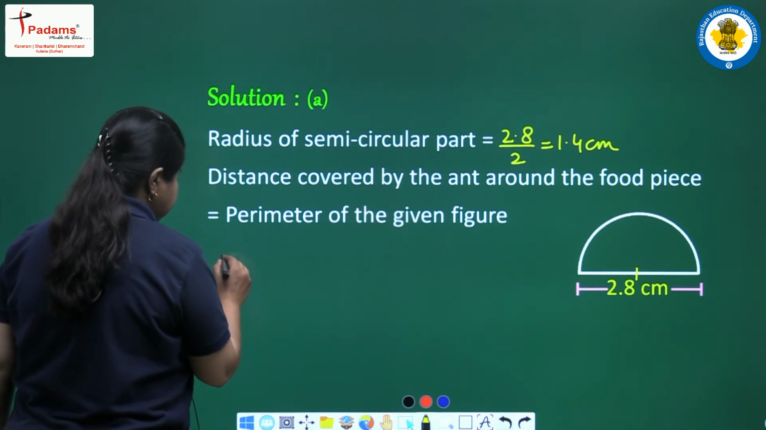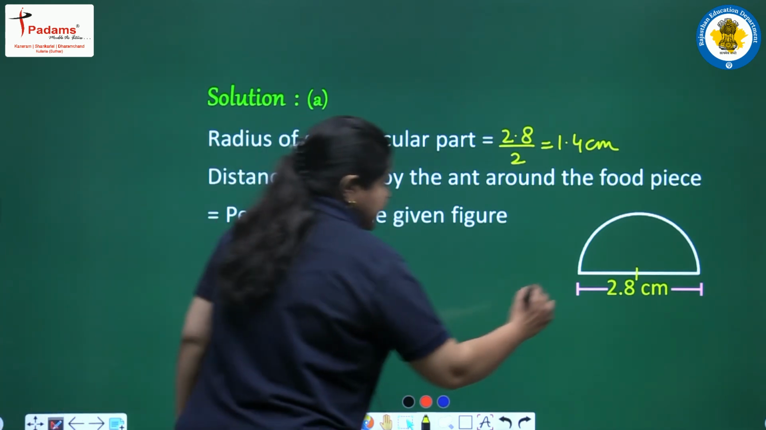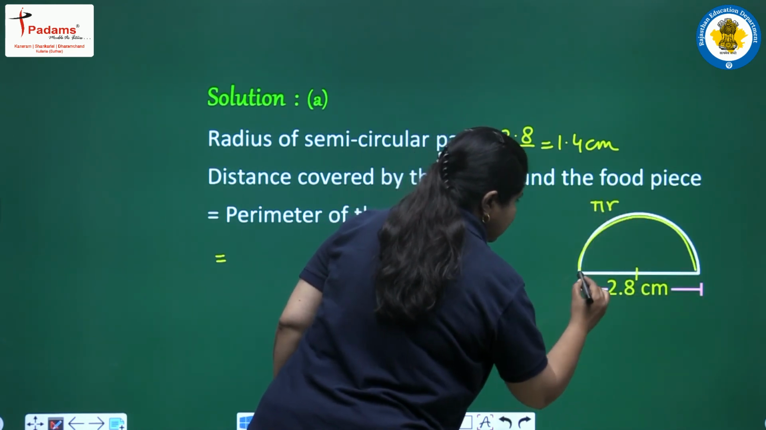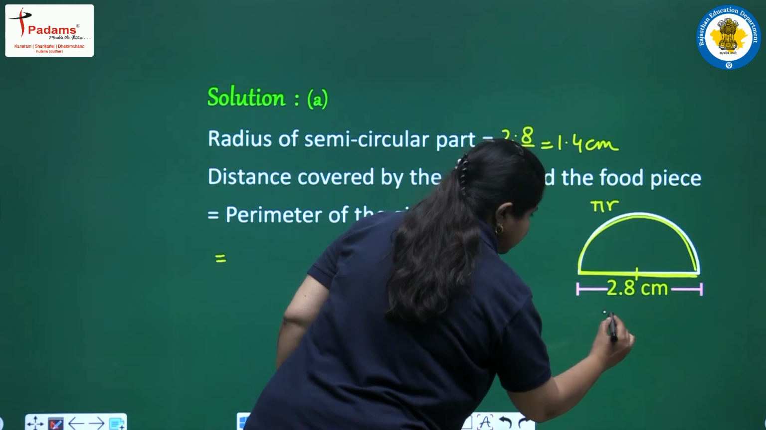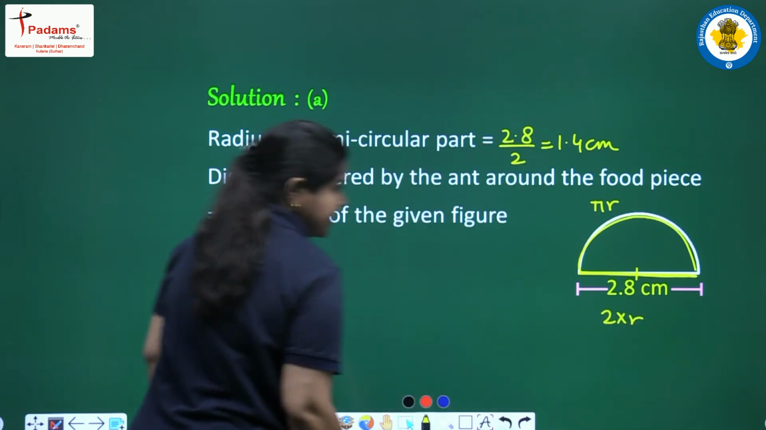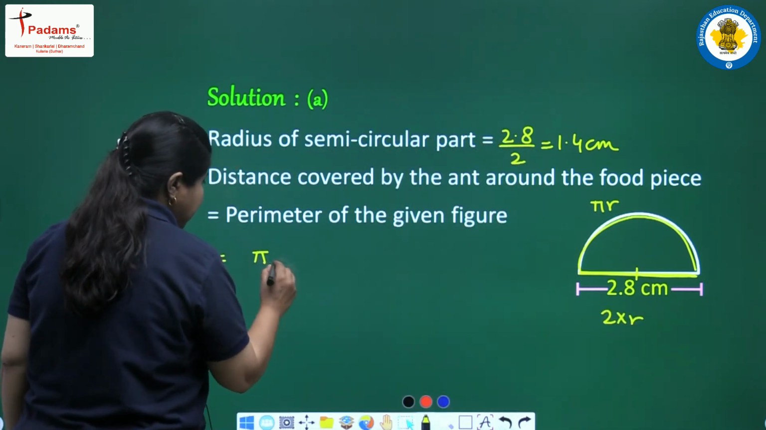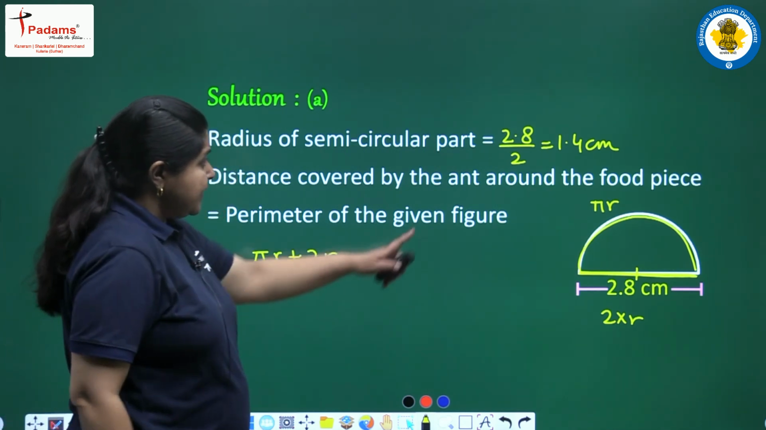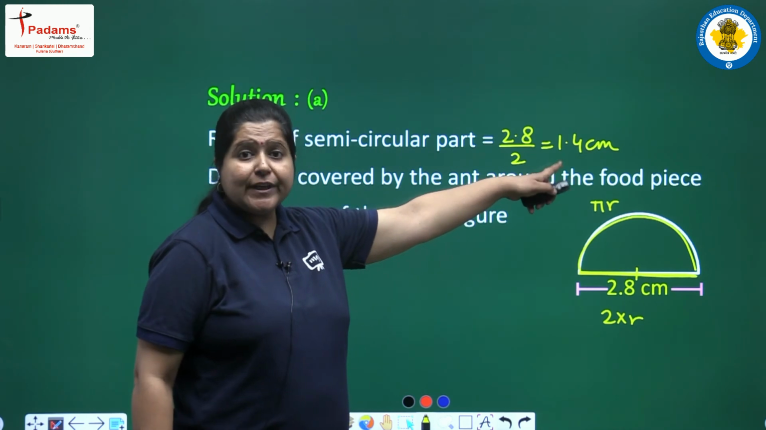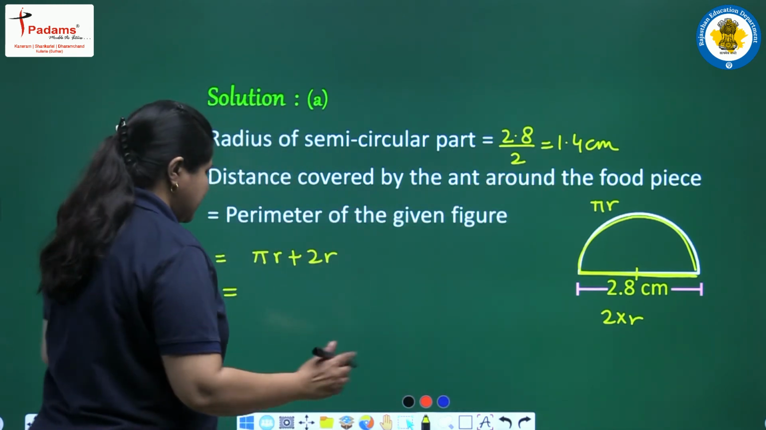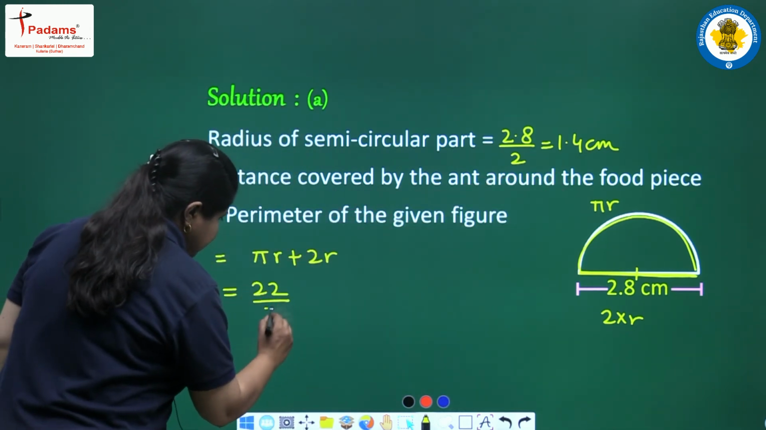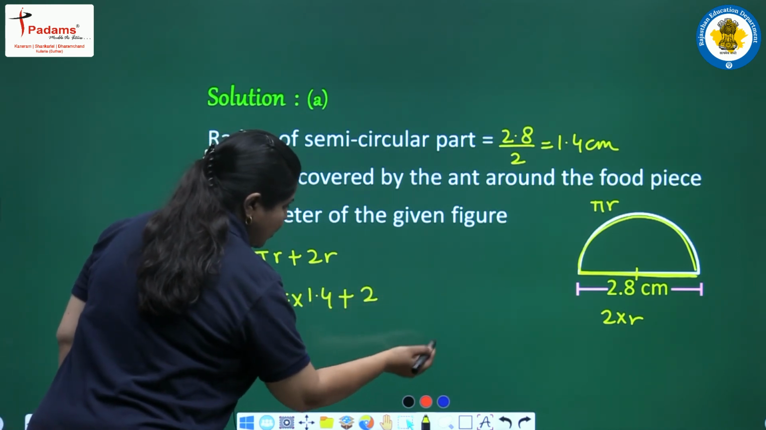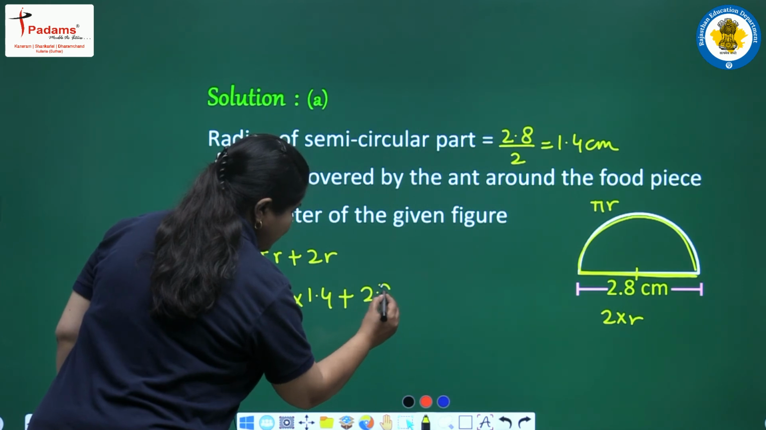और ऐसे में ये perimeter कैसे मिलेगा? ये पार्ट तो आपका हो गया πr, सेमी सर्कल है तो πr, और ये हो गया आपका डायमीटर 2r, ठीक है. So this will be equal to πr plus 2r. π हमें क्या लेना चाहिए? रेडियस हमारा 1.4 है जो कि 7 का मल्टीपल है, तो π हम लेंगे 22/7 into 1.4 plus here 2 into r, and we can take it as 2.8 straight away.